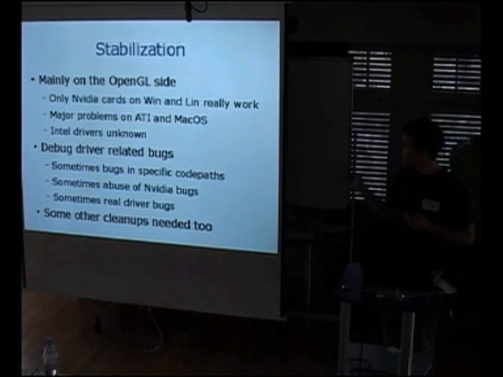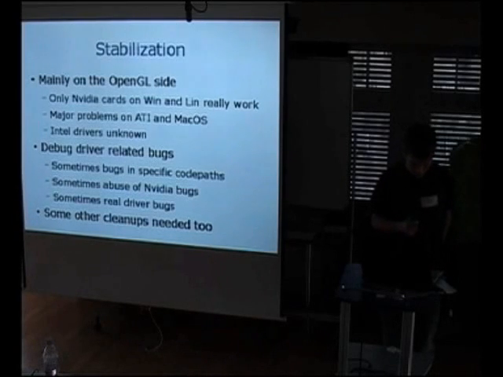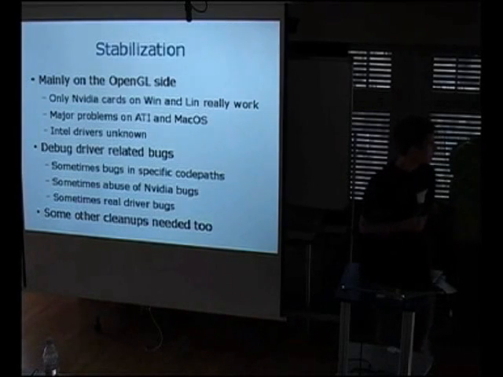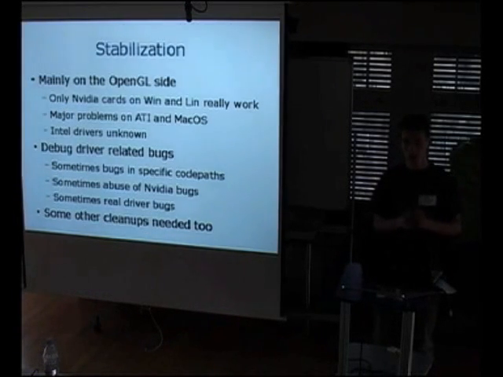Stabilization is mainly debugging the drivers, finding the bugs, and reporting them to the driver vendors. And if they do not respond, find a hacky workaround, or just tell the user to get a better driver. So the problem is that only NVIDIA cards work on Windows and Linux, really. And we have major problems with the ATI driver, and macOS is a hit-or-miss thing too. And I do not know how the Intel drivers perform with Wine.